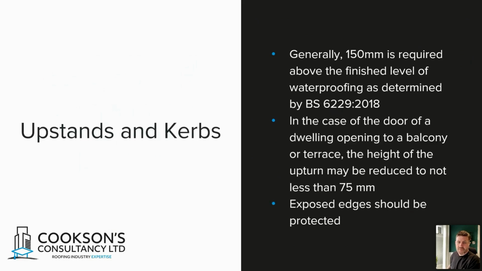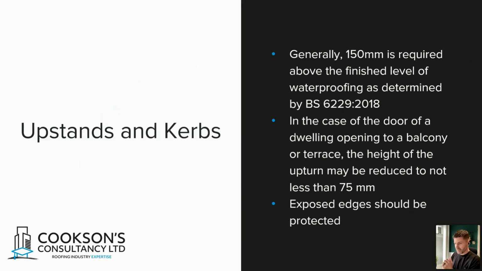So first, we're going to start with upstands and kerbs. BS 6229, which is like the Bible, I guess, for flat roofing British standards, generally says that 150 millimeters is required above the finished level of waterproofing. The finished level is quite important there, because if you're going to do a thermal upgrade, let's say you've already got 50 millimeters of insulation on there, you need to put another around 100 millimeters on there to achieve your 0.18 U value.